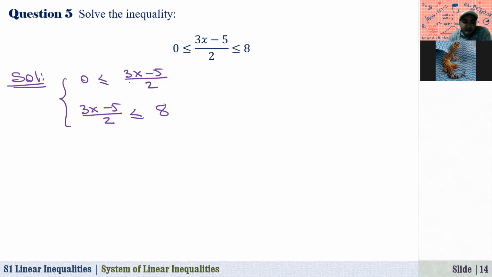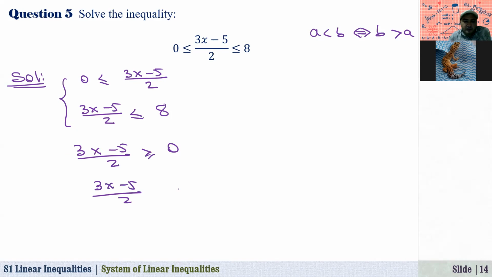Even here, I can just write 3x minus 5 on the left-hand side and 0 on the right-hand side, right? Because a is less than b is equivalent to b is greater than a. So if I do it like this, we have (3x minus 5) over 2 greater than or equal to 0. The second one will be (3x minus 5) over 2 less than or equal to 8.